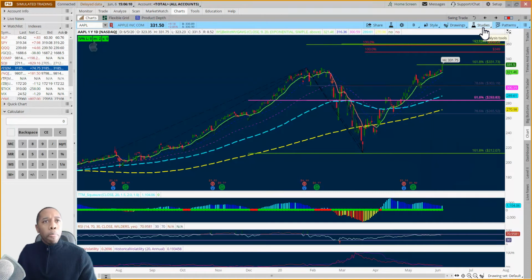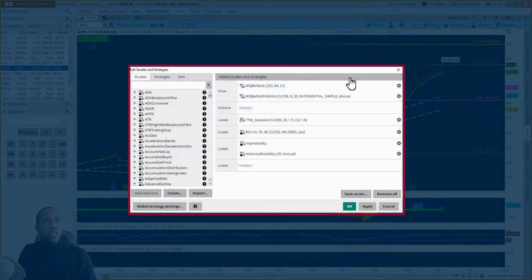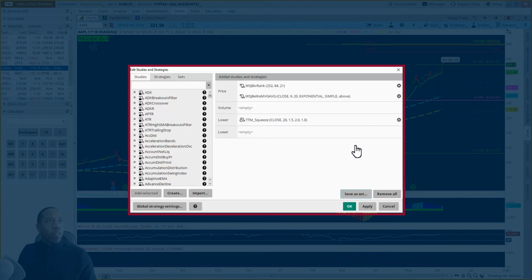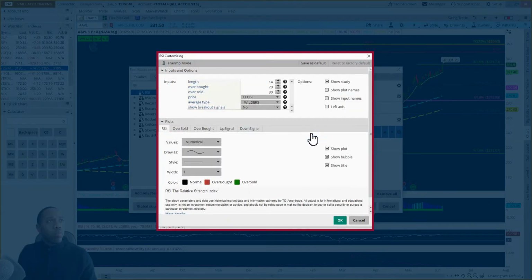Now, what I want to do here is go to studies, which already has the RSI indicator here. We're going to go to edit studies, just in case you don't have that, and I'm going to delete this, and delete this as well. Again, if you already have it there, then you're fine, but this is to show you how to make it from scratch. So we're going to go to RSI, hit add, and when we hit add, we're going to double click on this.